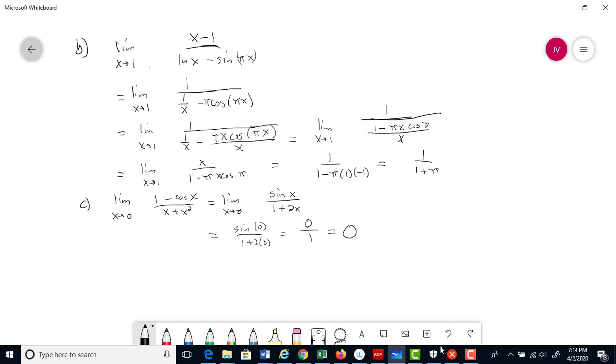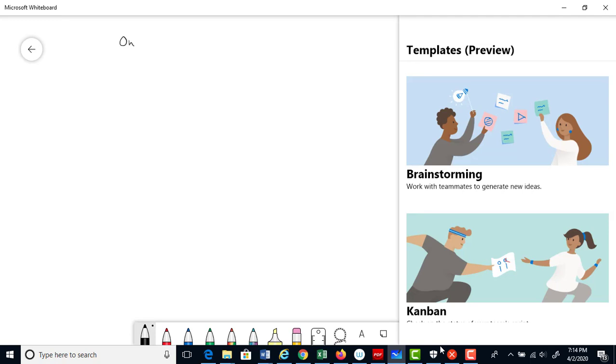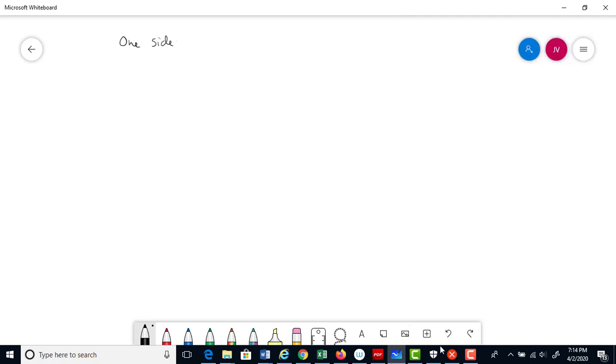One-sided limits. So when we have our one-sided limits, we have to remember that when we did one-sided limits, we were doing those to be able to find asymptotes. So getting infinity or negative infinity is something that's going to show up a lot with your one-sided limits.